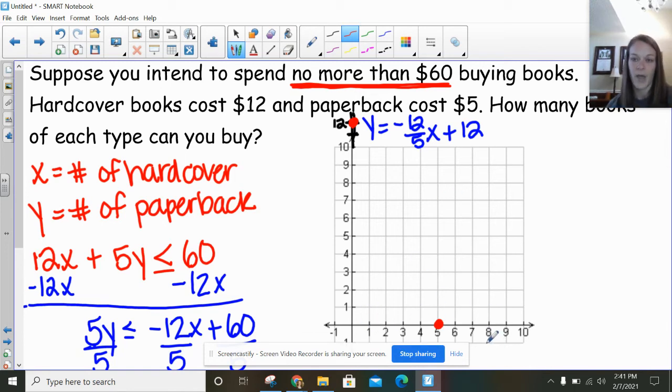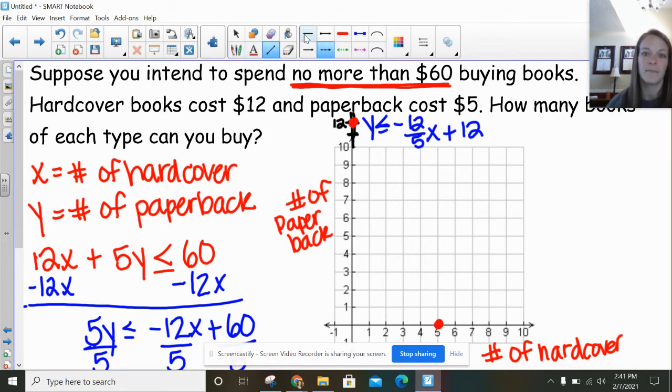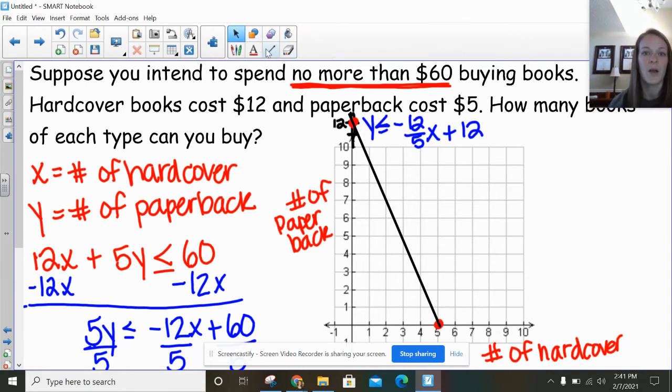Now we're only in the first quadrant because we're talking about the number of books. Like this x-axis down here will be your number of hardcover. And then your y-axis is your number of paperback. Okay. Now, our sign is, I didn't even write the sign right. Here you go. Our sign is a less than or equal to, meaning it will have a solid line. So here's my solid line. I'm stopping here. I'm not continuing it beyond.